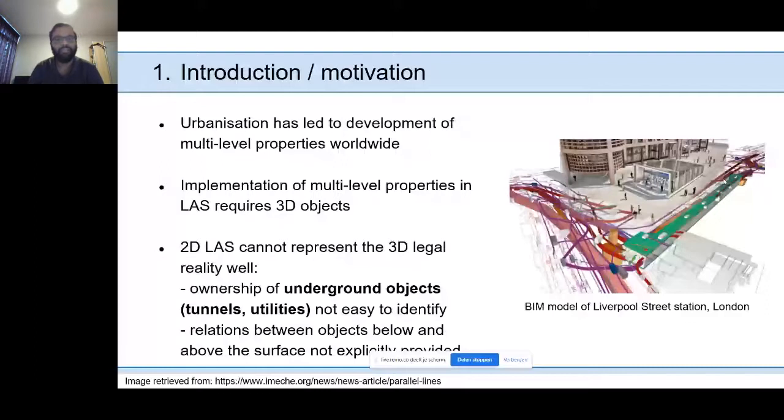Urbanization has led to the development of multi-level properties worldwide. The implementation of these multi-level properties in land administration systems requires 3D objects below and above the surface. 2D land administration systems cannot represent the 3D legal reality well. It is not easy to identify the ownership of underground objects, such as tunnels and utilities. The relations between the objects below and above the surface are also not explicitly provided.